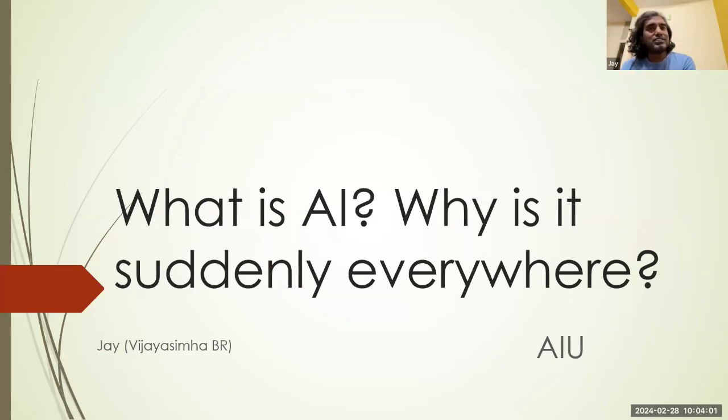And why is it suddenly everywhere? AI was always there. I remember when we were younger, even before, I used to play a lot of video games. Whenever we talked about video games, we would say something like, the video game AI is really good. So AI is not completely new. It was always there in one form or another.